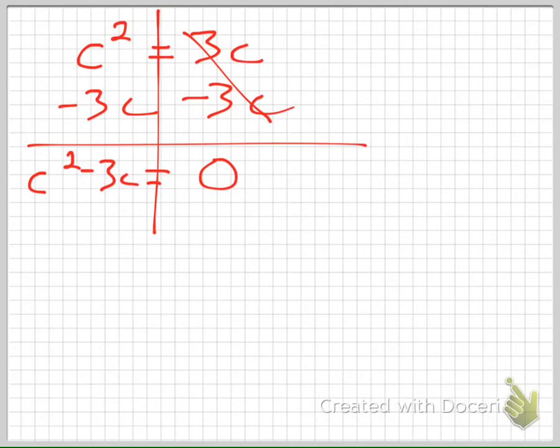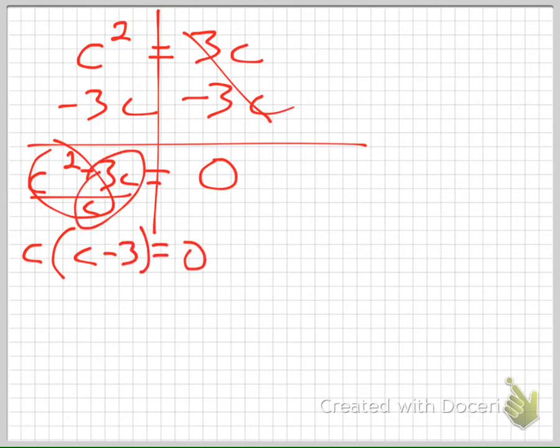Okay. What can I do with that? Factor it. What can I pull out? A c. I'm going to pull a c out of there. What is c squared divided by c? C. What is negative 3c divided by c? Negative 3 equals 0.